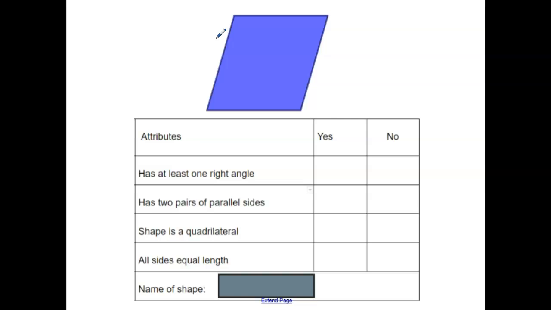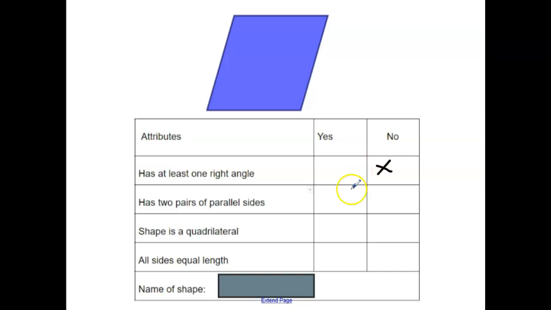You're exactly right, and you could have used a piece of paper to check each corner, but this polygon does not have any right angles. And the reason it doesn't have any right angles is because, look, none of the sides are perpendicular to each other. So I would put my X in the no box to show that this polygon doesn't have any right angles.